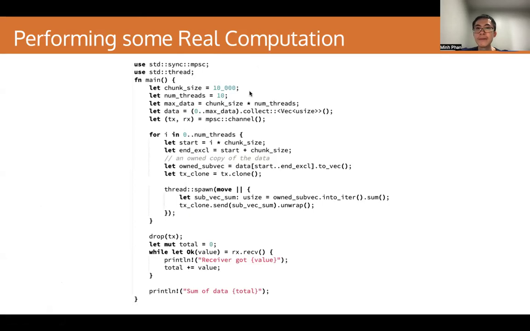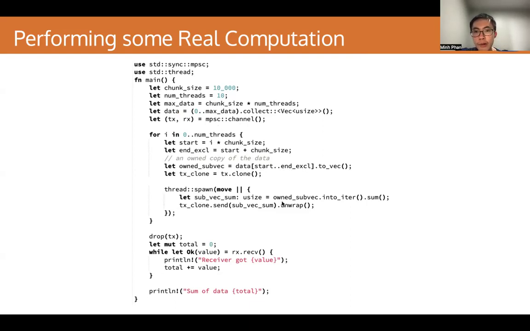Next, let's try to perform some real computation with the MPSC pattern. So here we have a collection of data of values from 0 to 10 times 10,000. And then we create a bunch of threads wherein for each thread, we will give them their own copy of a subset of the data. The subset will be determined by chunk size and the number of the thread. And we also give them a clone of the sender.